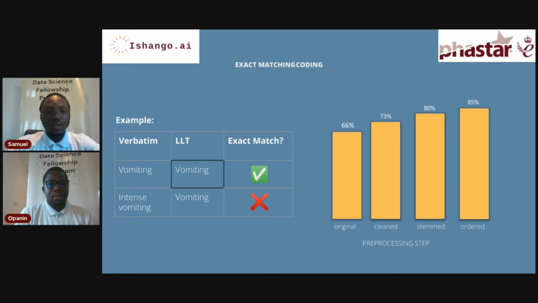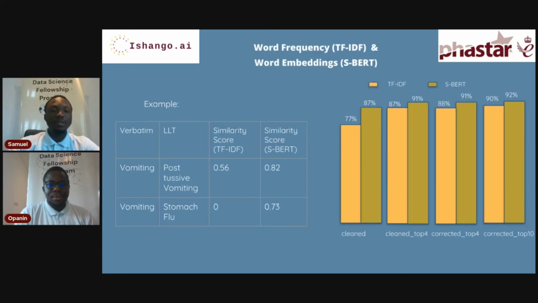So in trying to improve the exact matching, we did some preprocessing steps: cleaning, stemming, which reduces words to the base form, and ordering the terms inside, just to improve the accuracy. And we realized that we were only able to improve the accuracy to about 85%. But there are more scenarios where exact matching doesn't help. And this is where word frequencies come in.